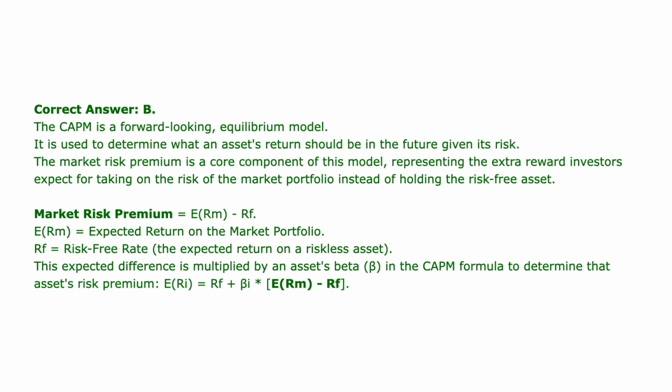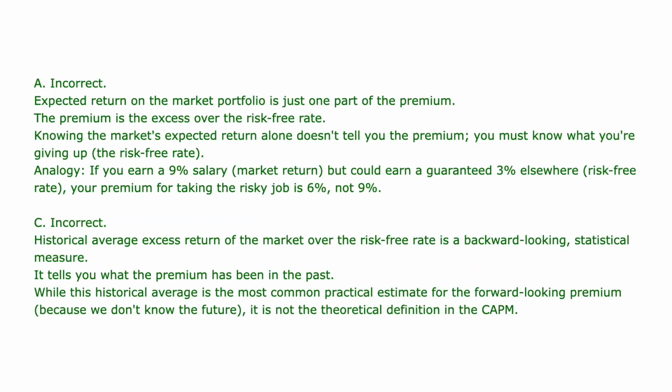CAPM is forward-looking. Market risk premium is defined theoretically as the expected market return minus the risk-free rate. Option A: expected market return alone is incomplete. Premium is the excess over the risk-free rate, not total market return. Option C: historical average excess return is a practical estimate for forecasting, but it is not the theoretical CAPM definition.